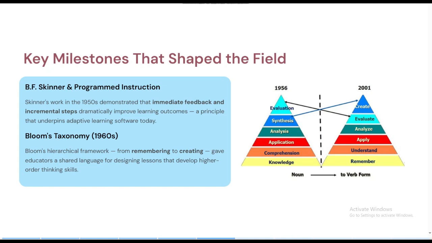We look at Bloom's taxonomy around the 1960s, which is the diagram we have. The first taxonomy was in the noun form by Bloom in 1956. One of his students transformed it to the verb form in 2001, going from remembering to the creating level, which is the highest order. So this gave educators a shared language for designing lessons that develop higher order thinking.